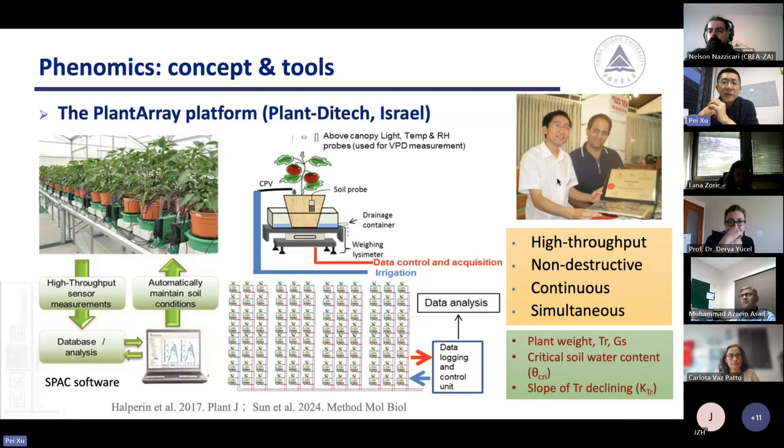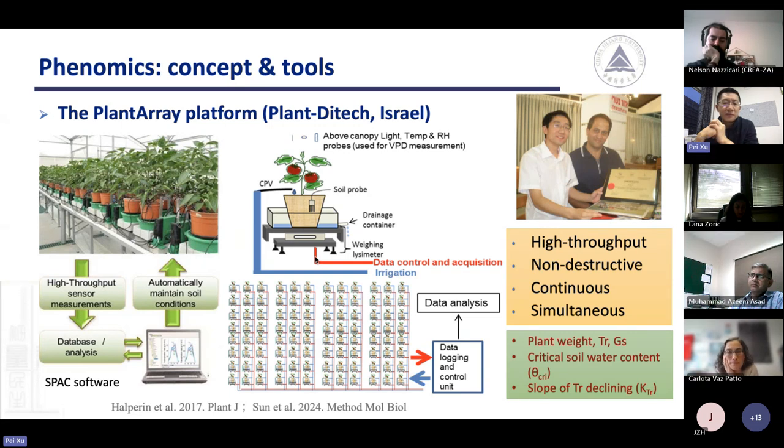Since then, we collaborated for many years dedicated to developing new algorithms for the use of this system in many different types of crops, in particular legume crops. So this system is basically a weighing lysimeter array. It allows high-throughput, non-destructive, continuous and simultaneous phenotyping of plant physiology. The parameters that the system can acquire include plant weight, transpiration rate, stomatal conductance. So these are some basic or primary traits. Also, the system can derive some advanced secondary traits, such as the critical soil water content and the slope of transpiration declining. Here, the critical soil water content is an indicator of the stomatal sensitivity to soil water depletion. I'm going to explain more later.